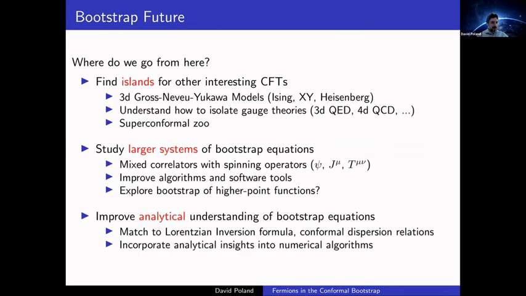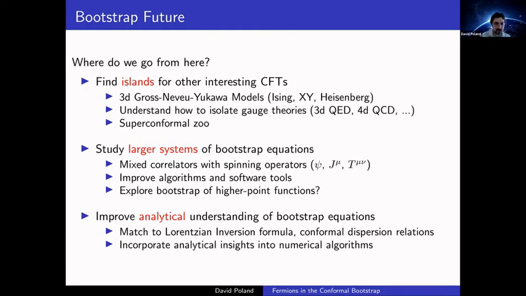So, okay, that's all I wanted to tell you. There are lots of interesting directions for the Bootstrap. We can try to find islands for other interesting CFTs, like these variations on the Gross-Neveu-Yukawa models, the XY and Heisenberg models. We're really actively working to try to understand how to isolate gauge theories. And there's a whole interesting zoo of superconformal theories out there that we could tackle with bootstrap techniques.